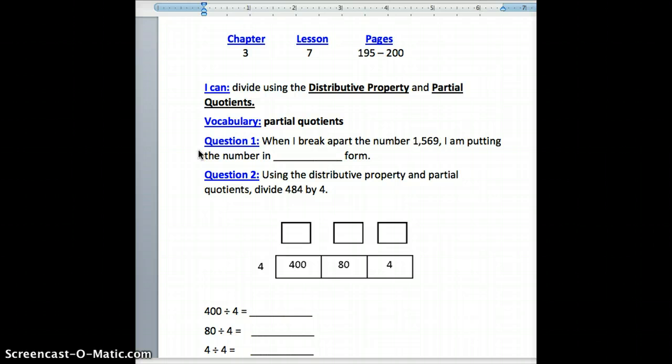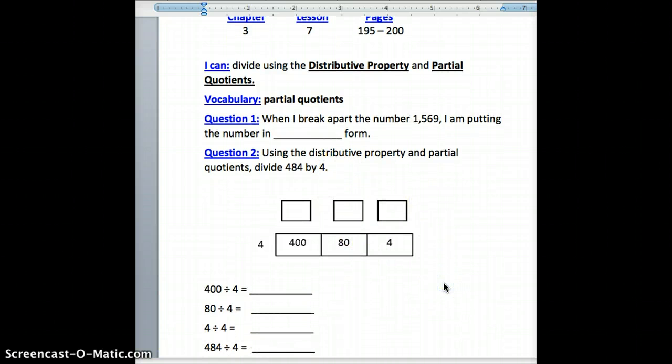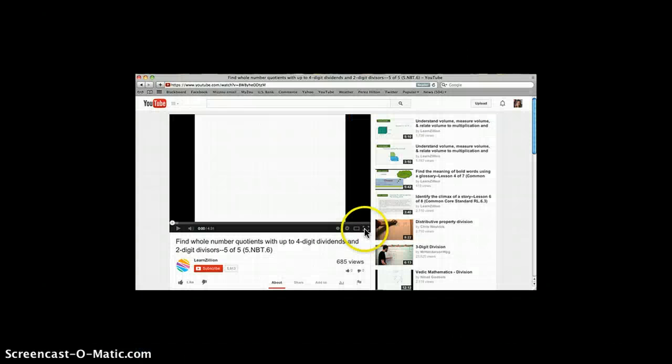Question 1. When I break apart the number 1,569, I am putting the number in blank form. Question 2. Using the distributive property and partial quotients, divide 484 by 4. And it's broken apart for you here. And it continues down. Let's go ahead and watch this video to show you how to divide using partial quotients.